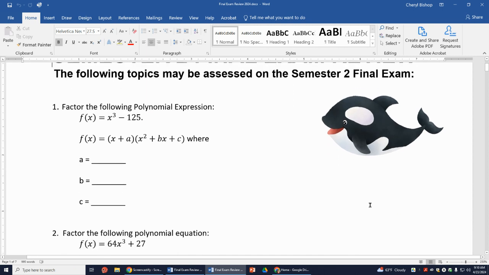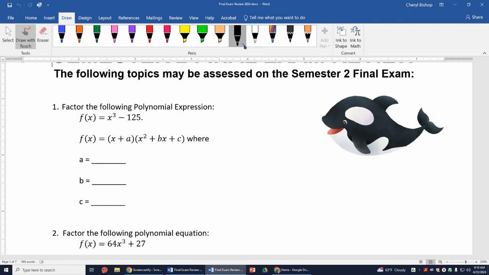Factor the following polynomial expression, x cubed minus 125, into x plus a, x squared plus bx plus c. We have a formula that states that if I have a cubed minus b cubed, then that result is going to be a minus b times a squared plus a times b plus b squared.